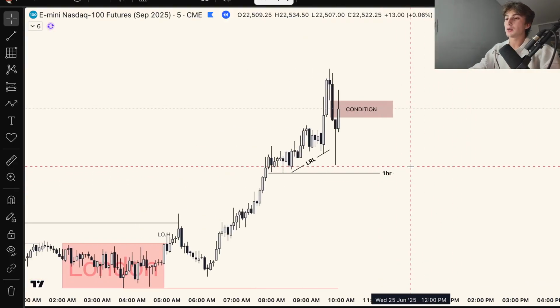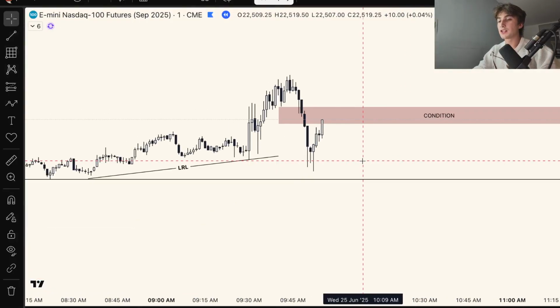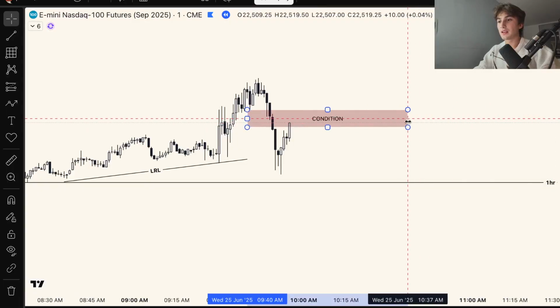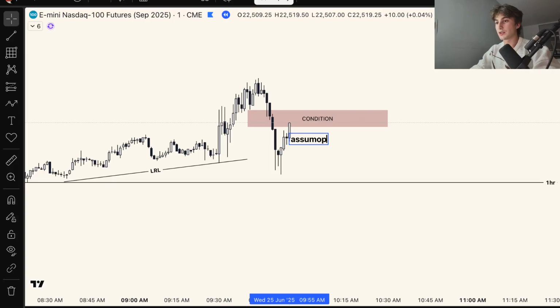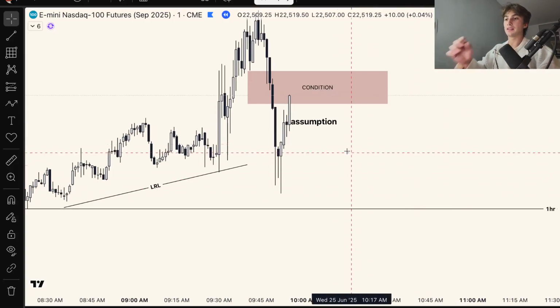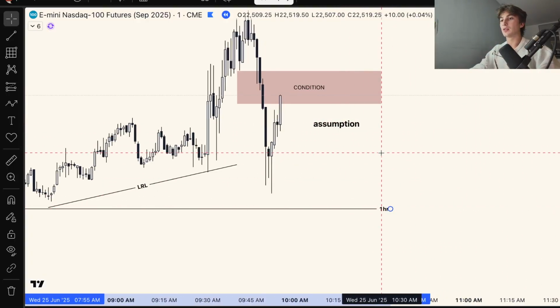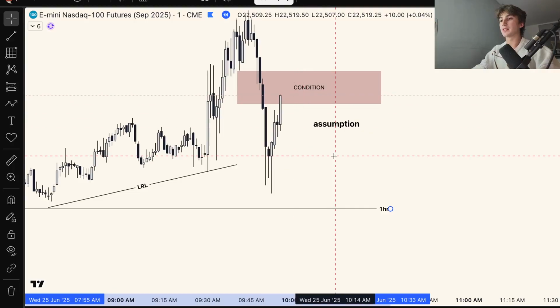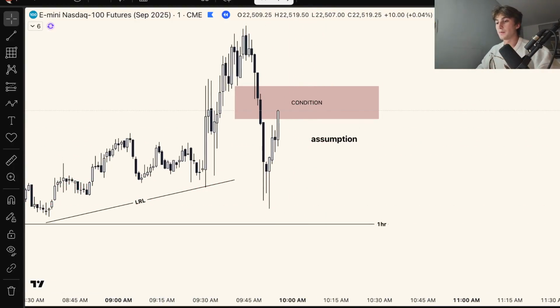And so finally, we get this condition. This is our assumption. Let's write that down. We're going to use this as our assumption. If price wants to go lower and hit this 1 hour, then I'm assuming we will respect this condition, this 5-minute bearish Fair Value Gap. Now, let's see if it gets respected.